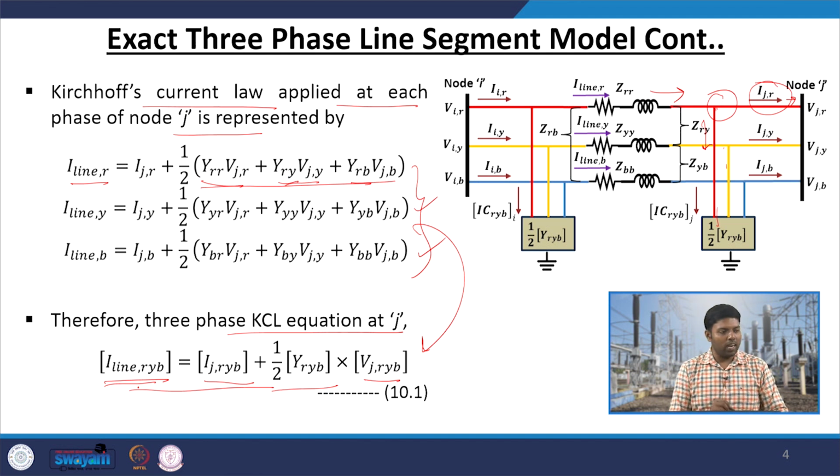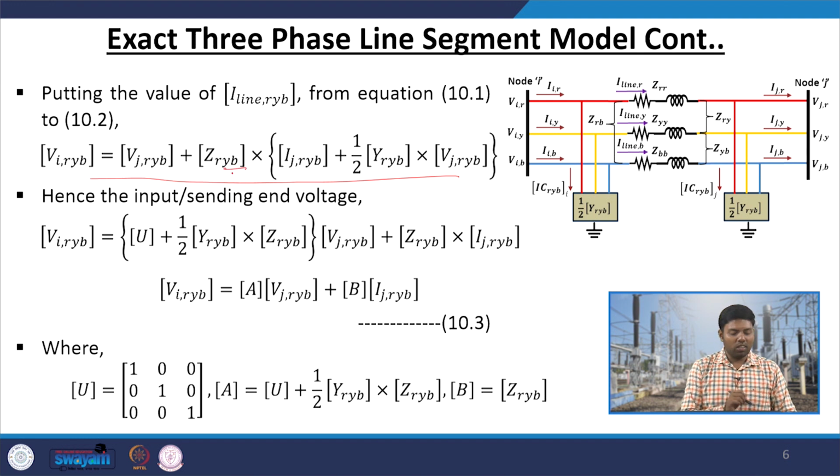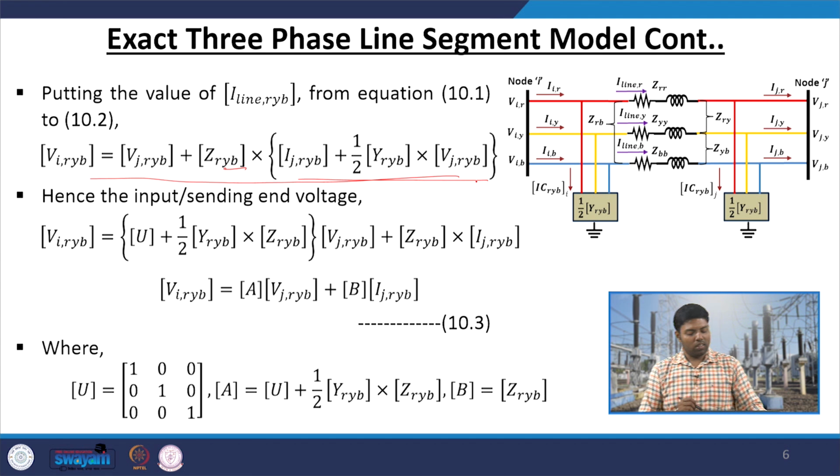So, we will put that value from 10.1 into 10.2. If you put it, then this will become your modified equation: V_I equals V_j plus your Z matrix multiplied with your I line component.